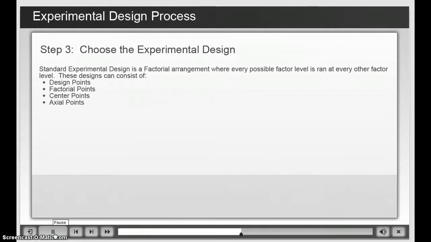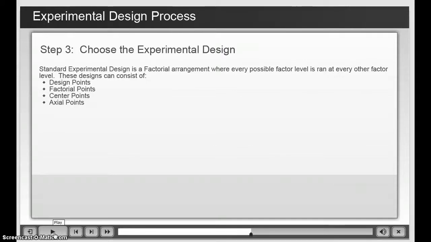The next step is step 3. This is where you want to choose the experimental design. So standard experimental design is a factorial arrangement. So every possible factor is run at every other factor level. So essentially every combination of factor levels that may exist.